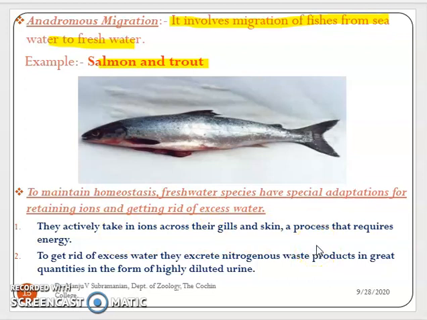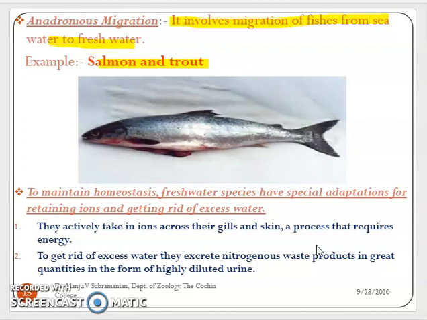And they actively take in the ions across the gill and the skin, and the process requires energy. So inside, when they move from the seawater to freshwater, there is a decrease in the ion concentration in the medium in which they live. So there is an intake of water, and the excess water has to be eliminated from the body.